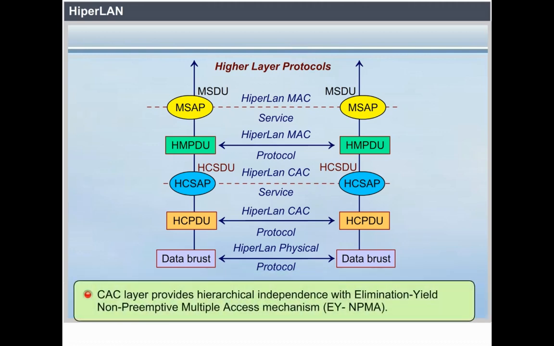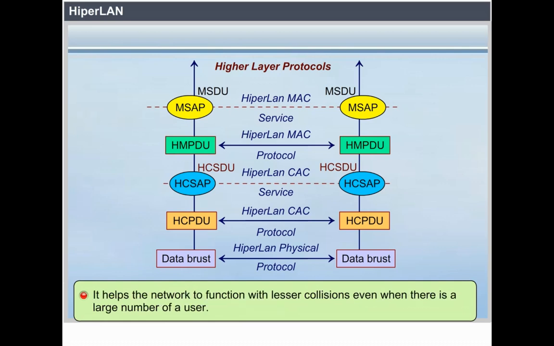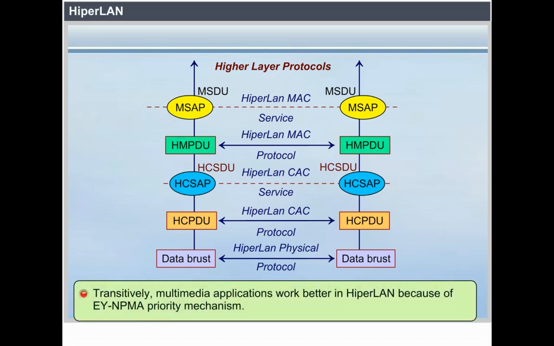CAC layer provisions hierarchical independence with elimination yield non-preemptive multiple access mechanism, EY-NPMA. EY-NPMA codes priority choices and other functions into one variable length radio pulse preceding the packet data and helps the network to function with fewer collisions even when there are a large number of users. Transitively, multimedia applications work better in HyperLAN because of the EY-NPMA priority mechanism.